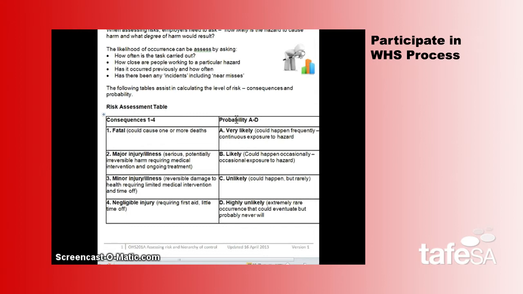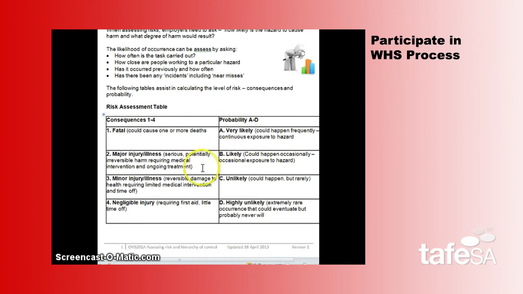We then need to look at the probability of this incident happening, or the likelihood of the occurrence. For example, is it very likely that this person is going to fall off the stool? Is it likely that this could happen occasionally, or is it unlikely to happen at all, or highly unlikely? In this instance, the probability of the person falling off the stool is between likely and very likely.